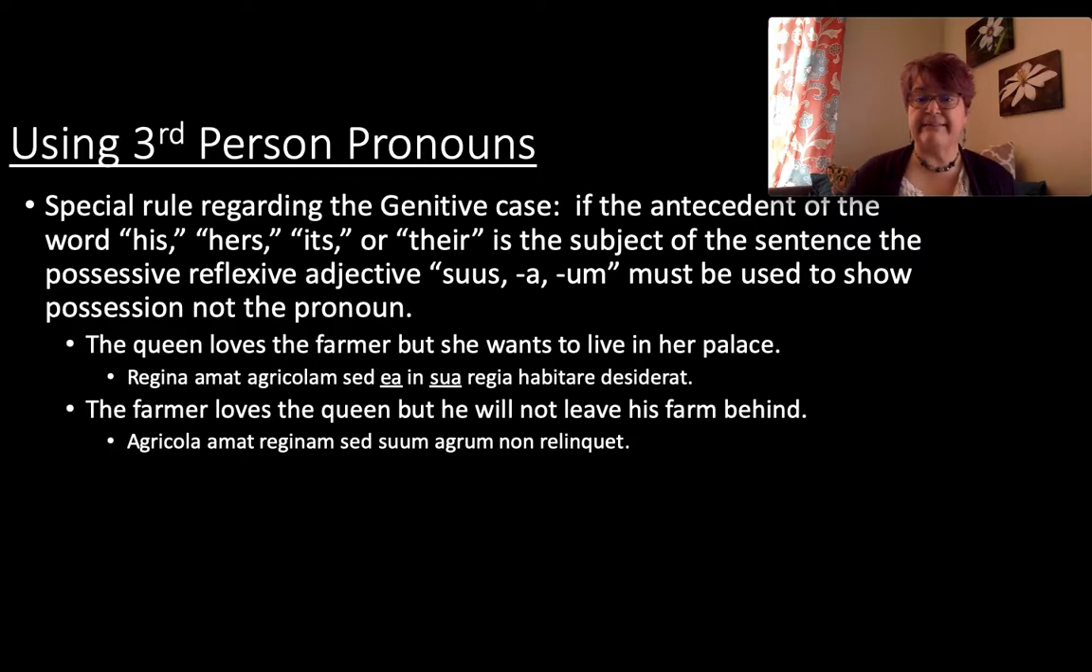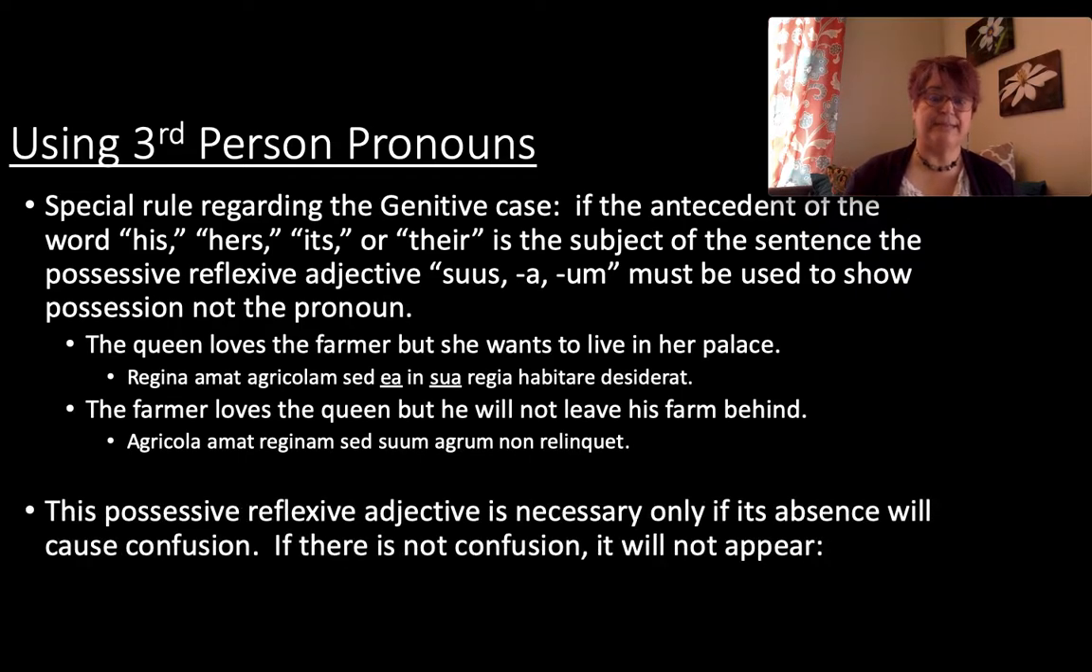I will not write it in the genitive case because the word farm is not showing possession. His is an adjective possessing the farm, but it isn't actually showing possession in the sentence. That's just the nature of the adjective. So when the adjective is used to describe farm, it must have the same gender, case, and number as farm. Farm is masculine and singular, and it is the accusative or the direct object in this sentence, so it's in the accusative case, which is why my adjective is suum to describe agrum.